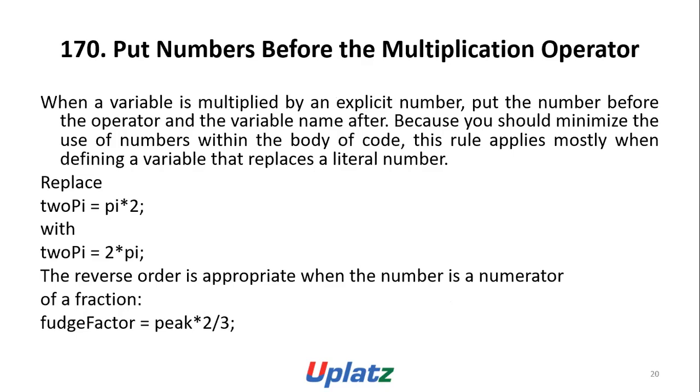Put numbers before the multiplication operator. When a variable is multiplied by an explicit number, put the number before the operator and the variable name after, because you should minimize the use of numbers within the body of the code. This rule applies mostly when defining a variable that replaces a little number. Replace 2pi = pi*2 with 2pi = 2*pi. The reverse order is appropriate when the number is in the numerator of a fraction: fudge_factor = big*2/3.